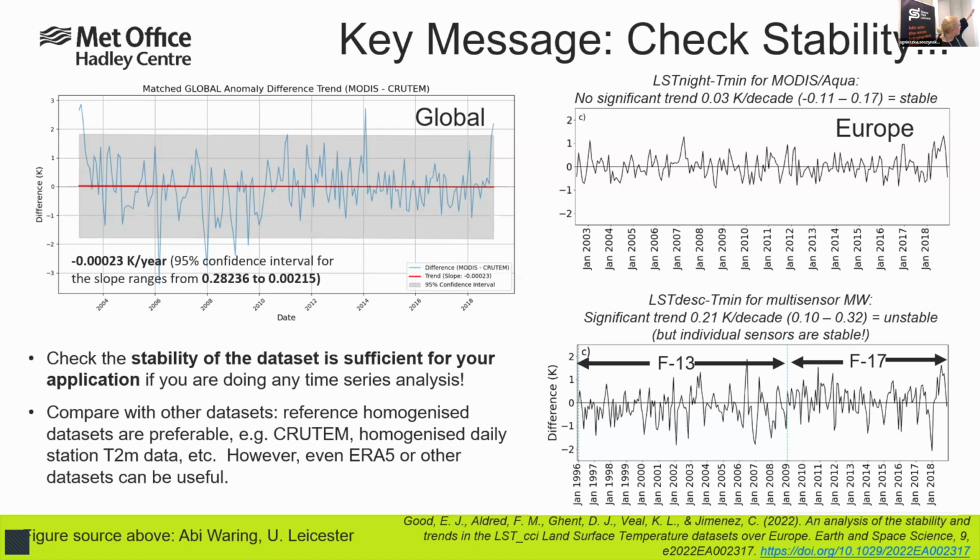And then, as I said, is Abby's latest version of a difference between MODIS and CRU10. This is the station data set I talked about earlier. This is a global analysis, because with the CAMEL emissivity problem we really wanted to check the stability on a global scale. And you can see that this is a very stable data set overall, which is very encouraging. And we're finding that some of our other data sets from LST CCI are looking pretty good.